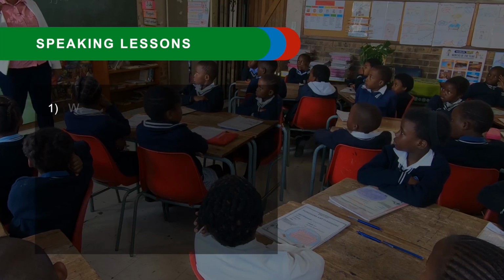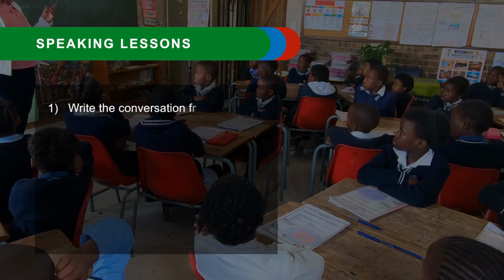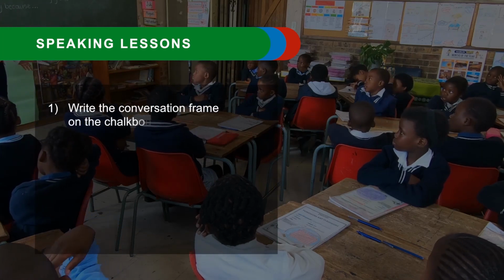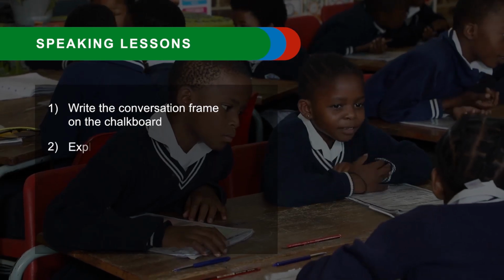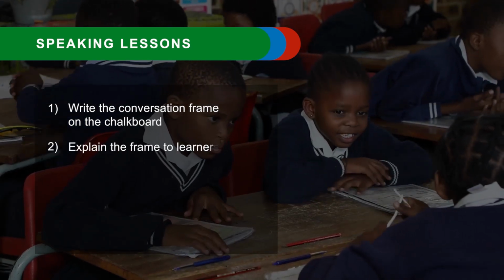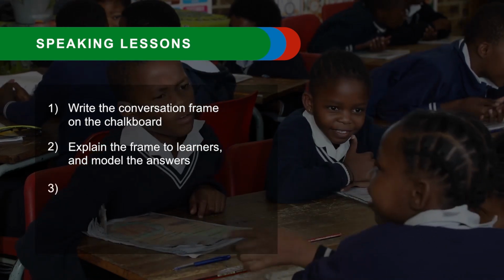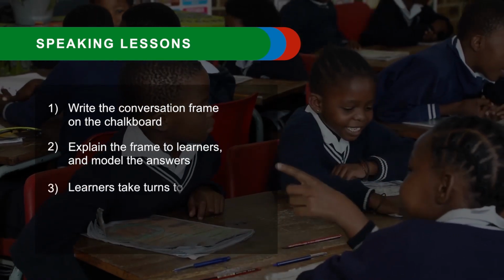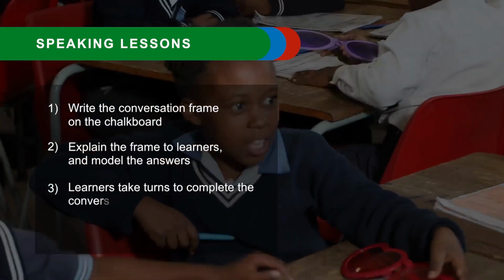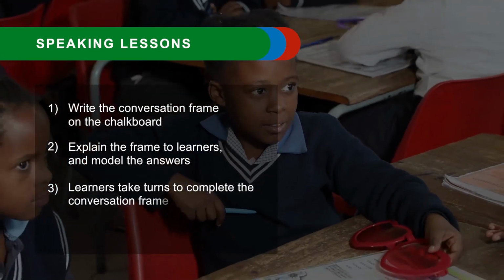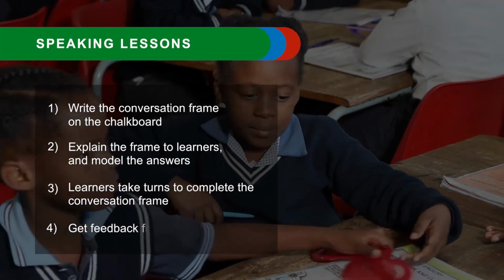In the speaking lesson, first, the teacher writes the conversation frame on the chalkboard. Explain the frame to learners and show learners how you would answer the questions. Next, learners should take turns to complete the conversation frame in their groups. Finally, the teacher calls the class to attention and gets feedback from each group.